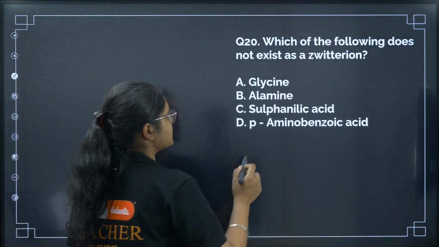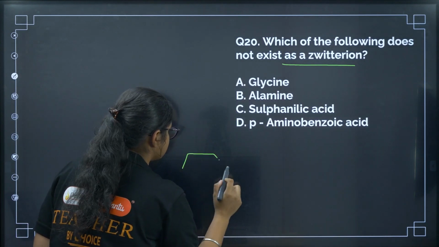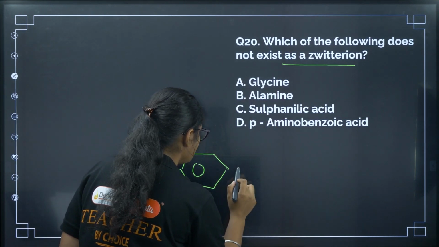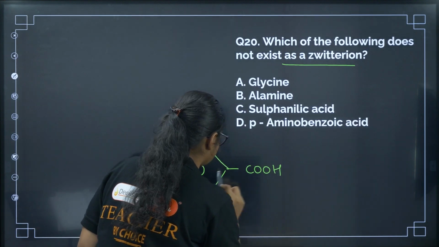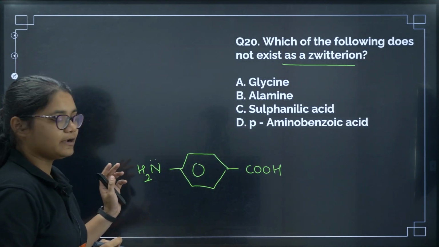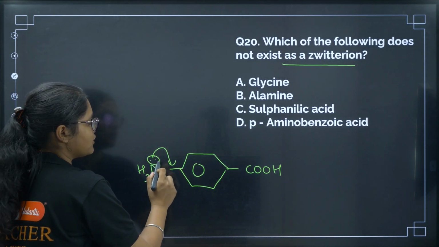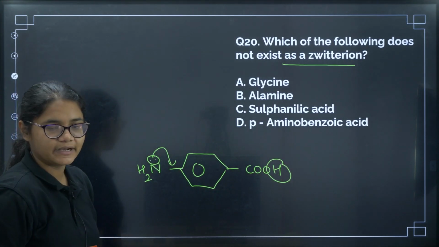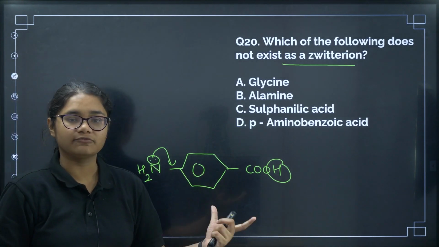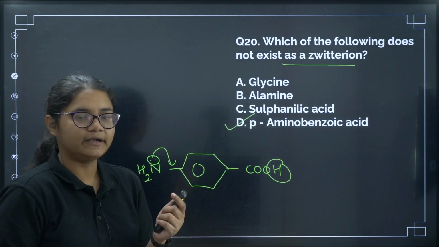Next, which of the following does not exist as a Zwitter ion? There is para-amino benzoic acid. Now what happens here? The lone pair of the nitrogen is involved in resonance, right? So this lone pair is not available to accept H plus. That is why it does not exist in the form of a Zwitter ion. So the correct answer for this question will be option number D.